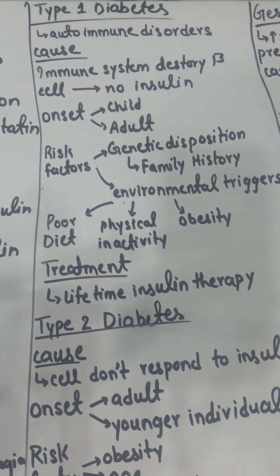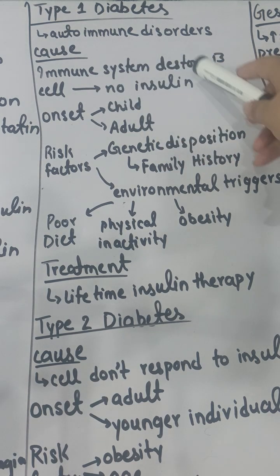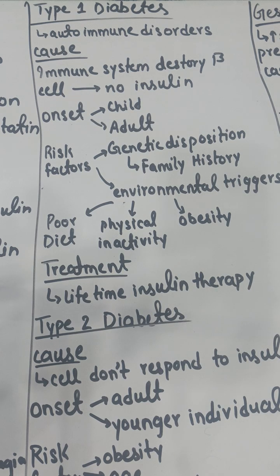Actually, type 1 diabetes is an autoimmune disorder. Autoimmune means the body's own cells are going to destroy our own body. So what is the cause of it? Actually, our immune system will go and destroy the beta cells of the pancreas, and whenever the beta cells are destroyed, no insulin can be produced. So this is the cause behind it.